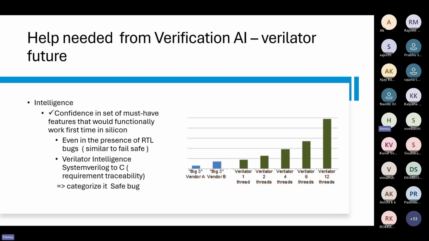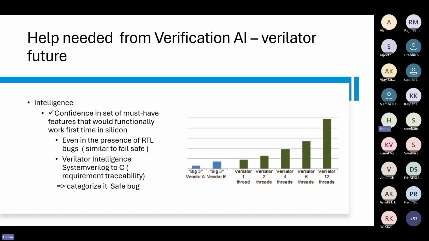Similarly, there could be requirements on Verilator for the confidence and must-have features that would give functionally working first-time silicon. For example, we have fail-safe requirements, meaning the RTL design should be safe even if it fails. This is more in the automotive segments, where we have functional safety checks. Similarly, we would require something like intelligence in the Verilator tools on the requirement traceability side, calling it a safe bug, something like that.